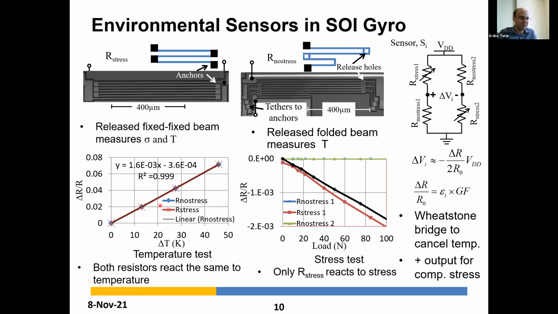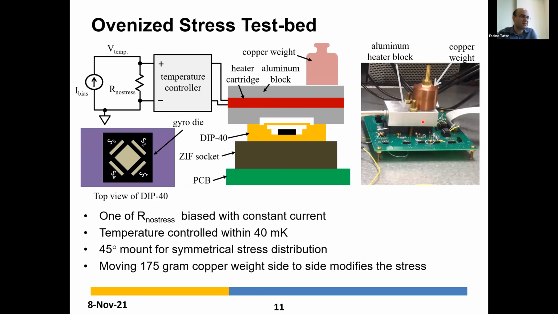Here you see the test results. When you apply a temperature, both resistors change. The one which changes with stress and temperature, I call R stress. The other one that changes only with temperature, I call R no stress. Once you apply a temperature, both of them change. Once you apply a stress, this right image here, only the stress sensitive one changes. And if you combine everything in a Wheatstone bridge, then the temperature effects are highly suppressed.